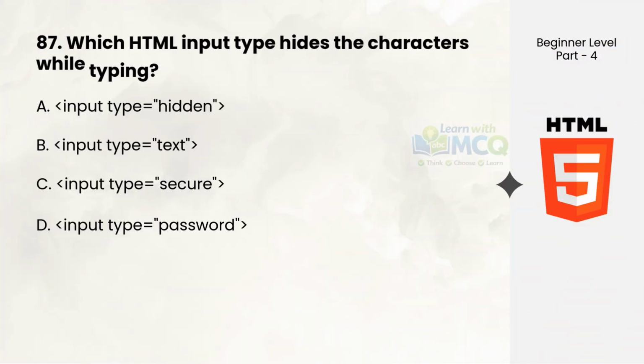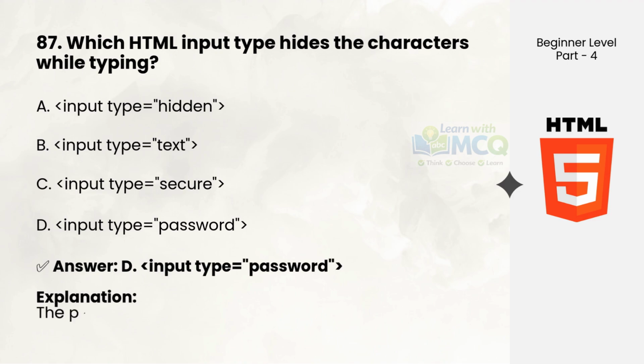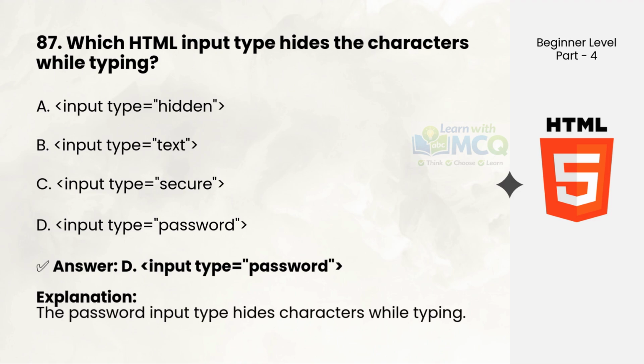Question 87. Which HTML input type hides the characters while typing? Options are: A. Input type equals hidden. B. Input type equals text. C. Input type equals secure. D. Input type equals password. The correct answer is D. The password input type hides characters while typing.